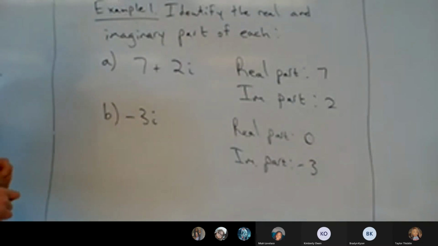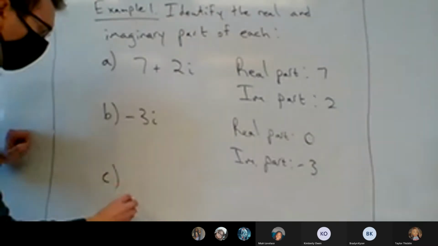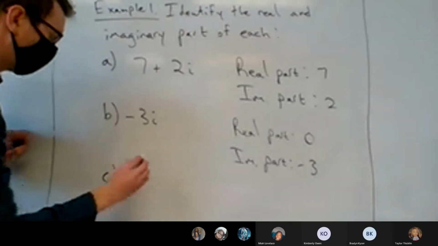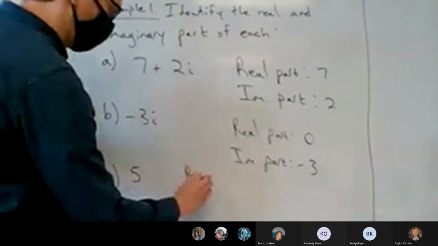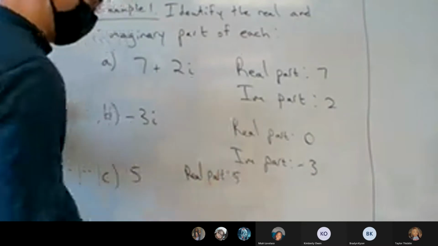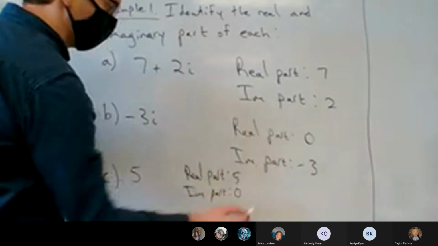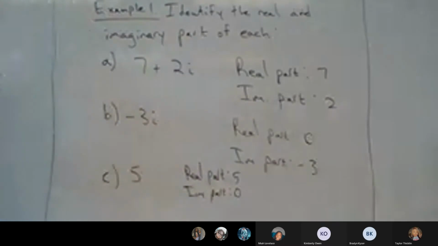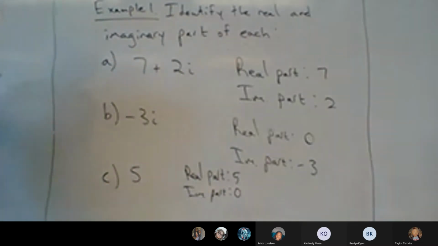Okay. And I could do a similar thing and just say the number 5. The real part here would be 5. And the imaginary part would be 0. Okay, so that's just the form of a complex number.